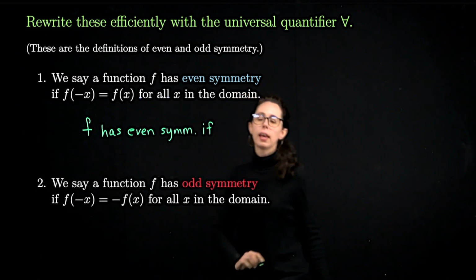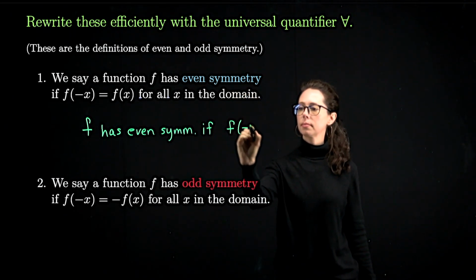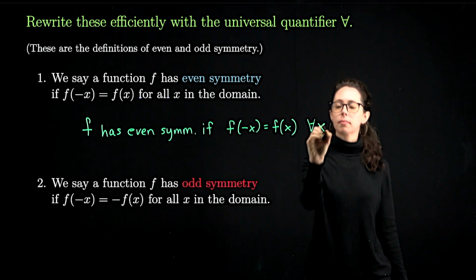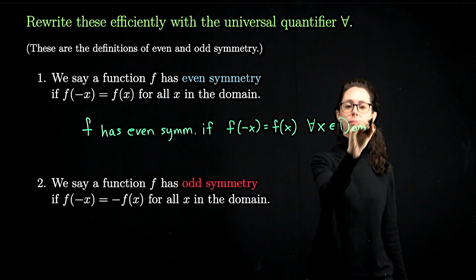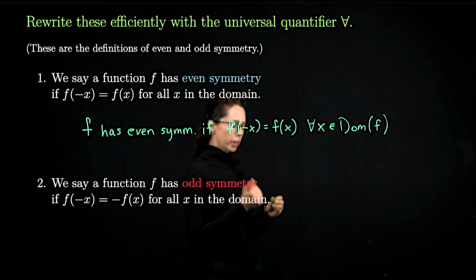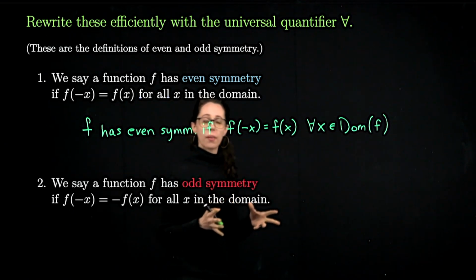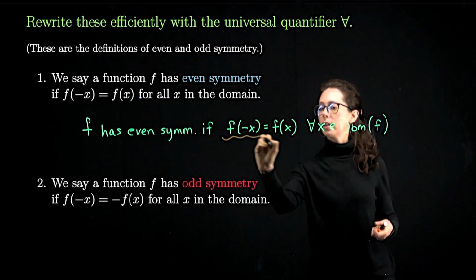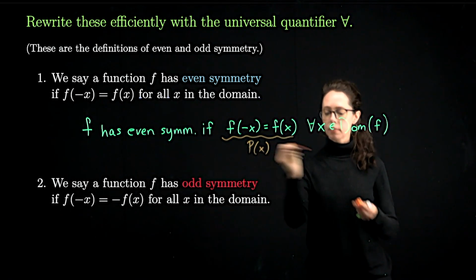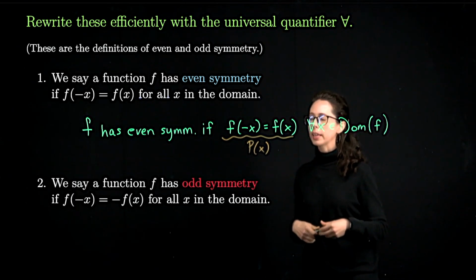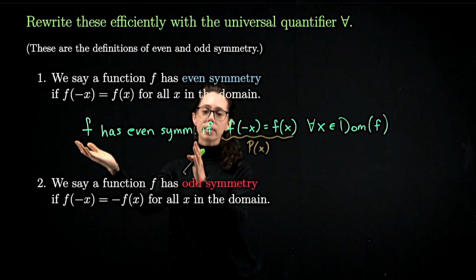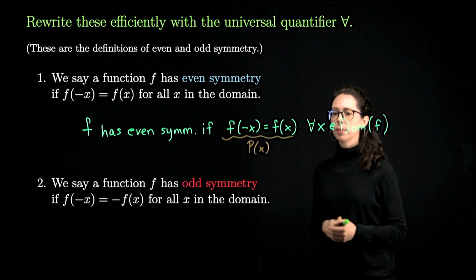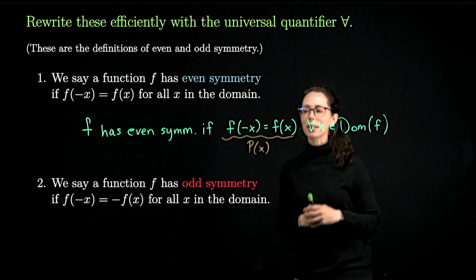if f of negative x equals f of x for all x in the domain of f. I have ordered this a little bit differently than how I did a second ago with my statement about rational numbers. So here's the quantifier, and here is the property. So reading this, f has even symmetry if this property applies to all x in the domain of f. So the property was stated before the quantifier, but that's pretty normal.